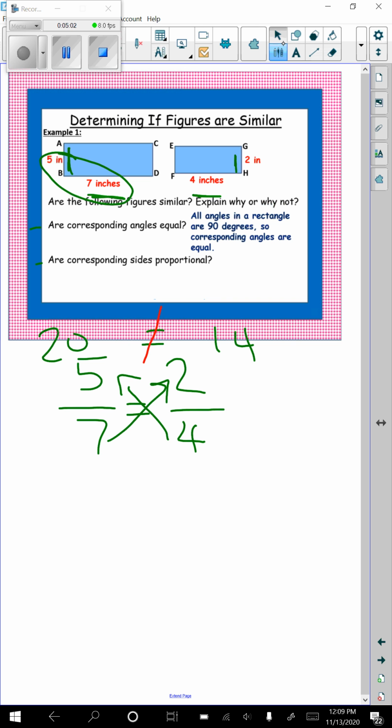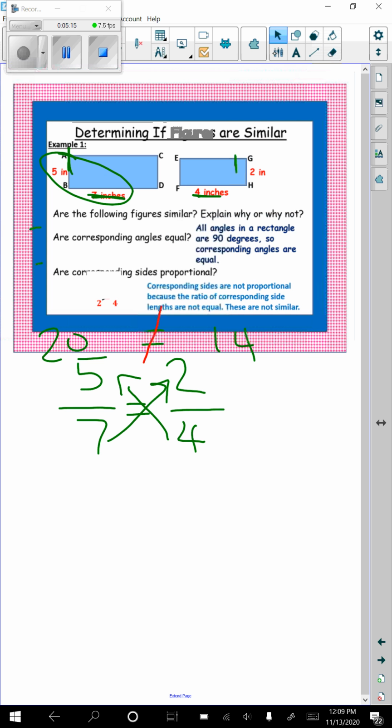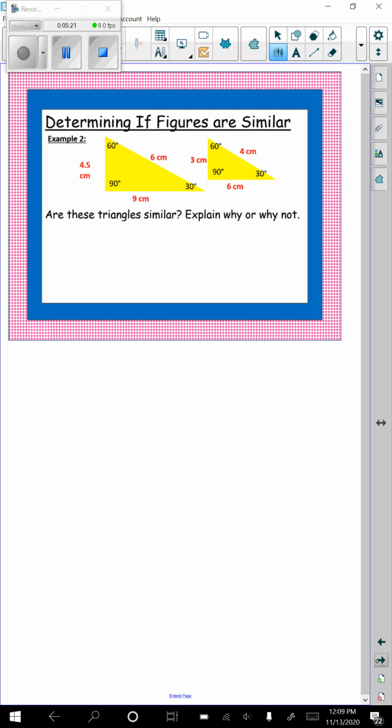Okay, so if that's the case, then corresponding sides are not proportional because the ratio of corresponding side lengths are not equal. These are not similar, okay? All right, next slide, here we go.